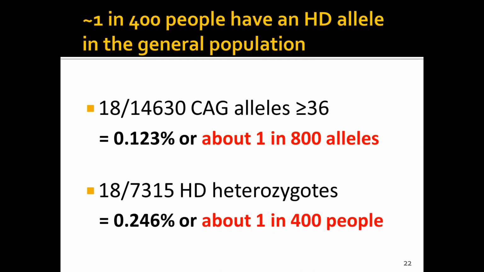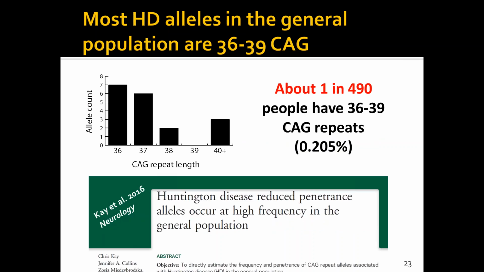Now, the reason that this was a striking conclusion was not just the number, but that most of these alleles were 36 to 39. So the vast majority of people who have Huntington's disease, as I'll show in a moment, have 40 or more, what is considered fully penetrant. However, in our case, about 80% of the alleles that we saw in the general population were 36 to 39.